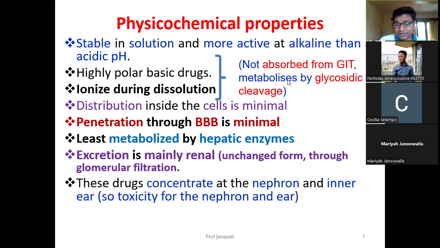And one more important thing is that they are not absorbed from the GIT, and are metabolized by glycosidic cleavage. Whenever it comes by oral route, what happens? The glycosidic linkage is cleaved. When it is cleaved, what happened? It becomes a simple aminocyclitol and sugars.